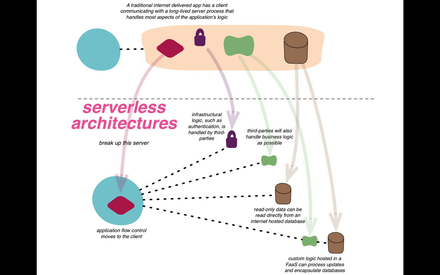And oftentimes in a serverless architecture, we move the application flow control from some sort of server side system into the client application itself. So now the client application, it could be an Angular or React based application, this client side application now controls the application flow, and it's responsible for reaching out and communicating with different cloud based services. What does that mean?